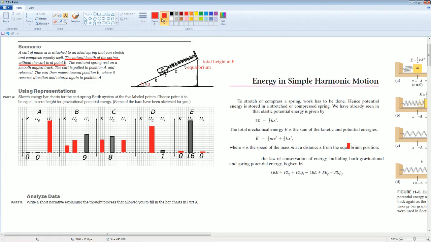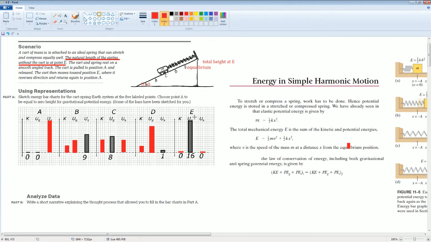That means, is it still going to have kinetic at point D? Yes, because it's not all converted to gravitational potential yet. So let's see, it should be something like this. Remember, these all three have to equal this total. Same thing, all the areas here have to be the same, because the areas here represent the total energy in the system.